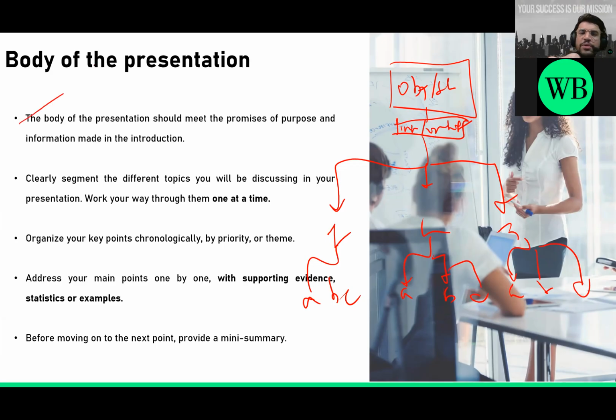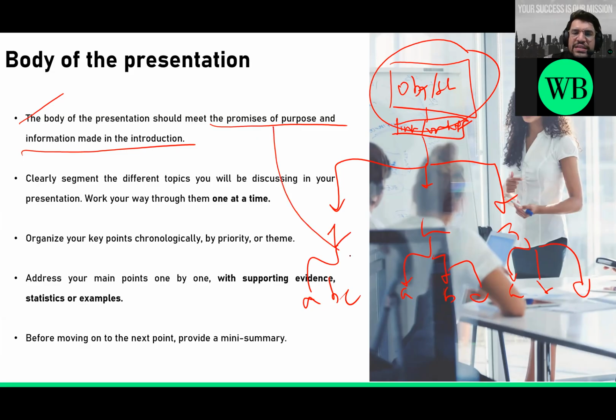Now, the body of the presentation should meet the promises of the purpose and information made in the introduction, right? So you said, this is my objective. This needs to be in line with what you're saying, right? Clearly segment the different topics you will be discussing in the presentations, work your way through them one at a time. So we've mentioned this in the McKinsey model, I'm repeating it here. So where you need to say, this is my point number one, and it needs to be very clear that you're talking about point number one to your audience.